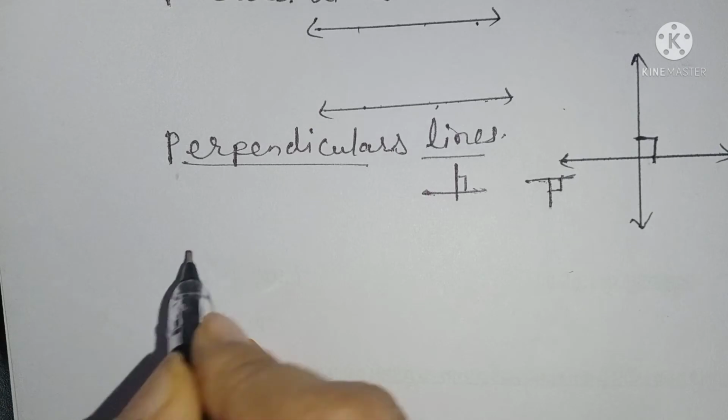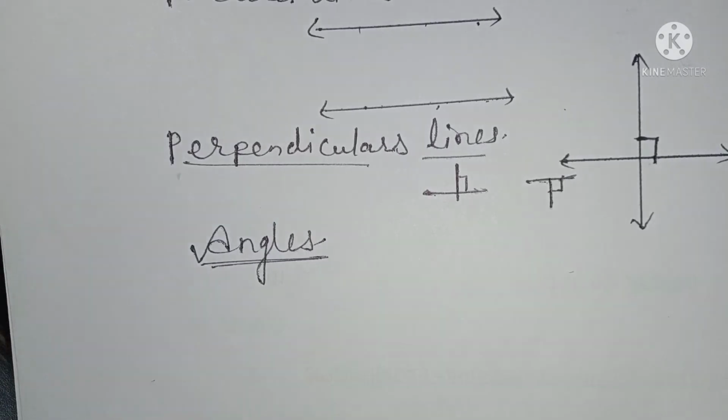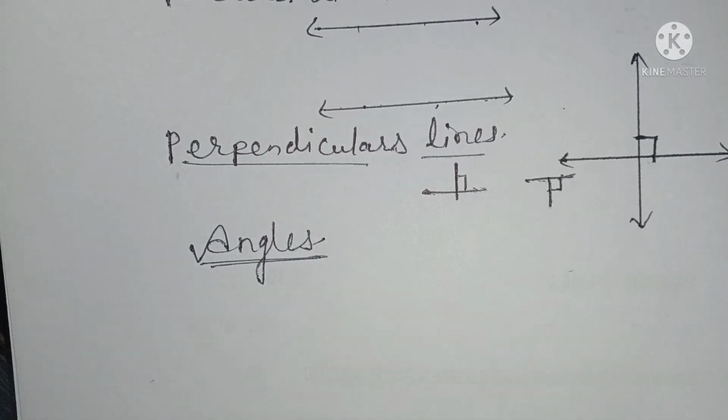Now let's start the next session, that is angles. Different types of angles. First of all, before we start the types of angle, let me define the angle. What is an angle? An angle is a union of two non-collinear rays with a common initial point. This is the proper definition of angle.